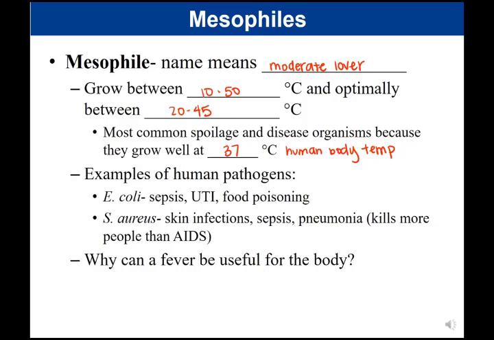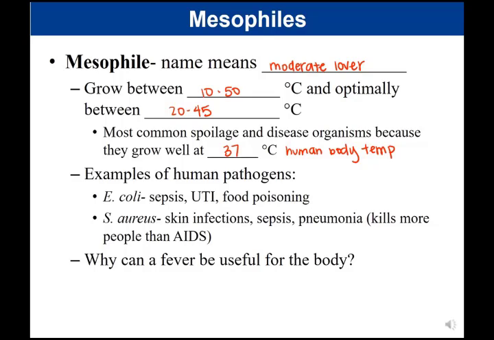And some examples of human pathogens, we have E. coli. E. coli causes sepsis, urinary tract infections, and food poisoning in the case of O157:H7. Staph aureus would also be a mesophile. It causes skin infections. It causes sepsis. It causes pneumonia. It actually kills more people than AIDS. So Staph aureus is a big problem. Staph aureus also causes foodborne illness as well. So it causes a variety of diseases, but it's a mesophile.